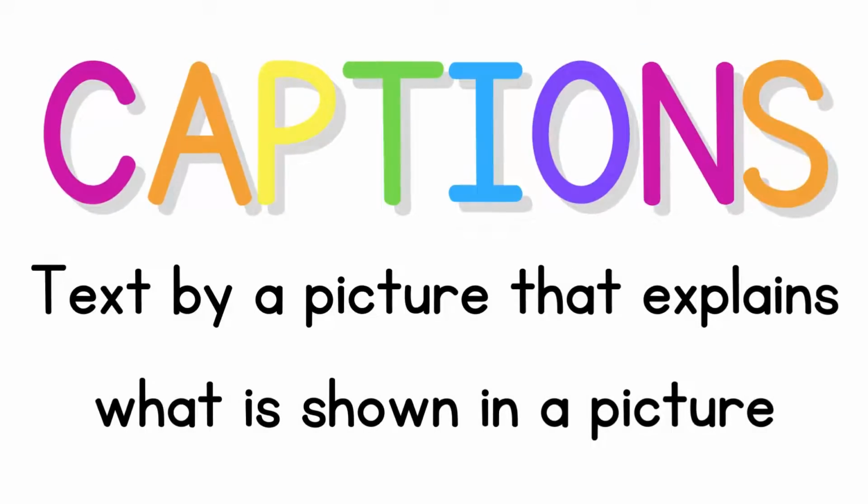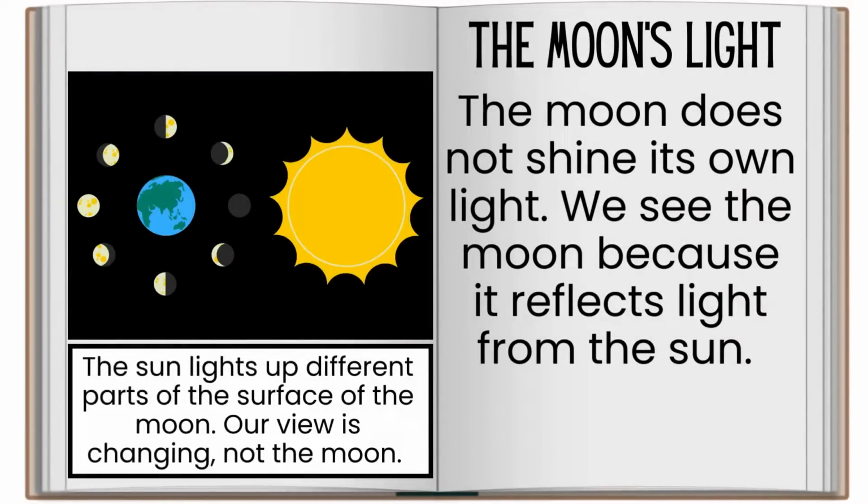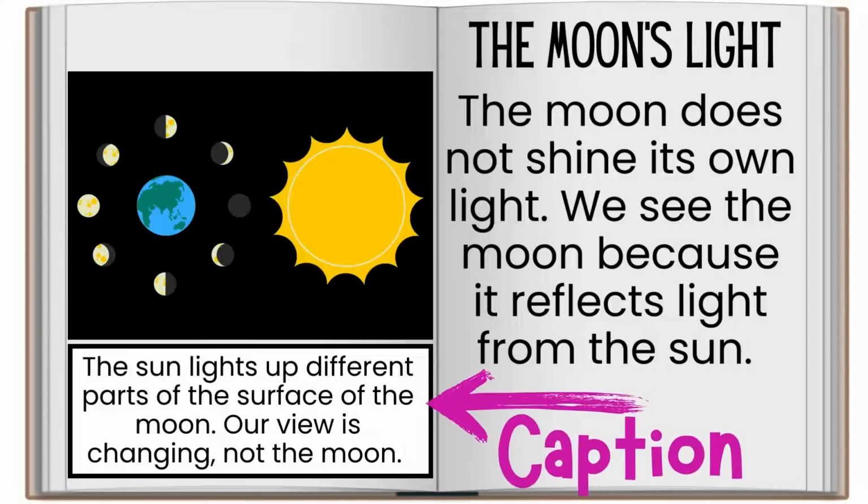Captions are a text feature that is text or writing by a picture, and it explains what's shown in a picture. Take a look. Do you see where there are words by the picture? This caption says the sun lights up different parts of the surface of the moon. Our view is changing, not the moon. It's helpful when authors say more about a picture with a caption so that we can learn even more.